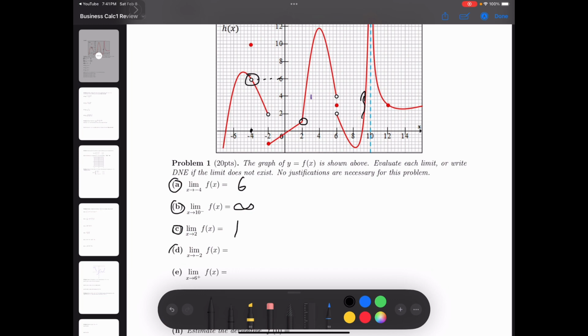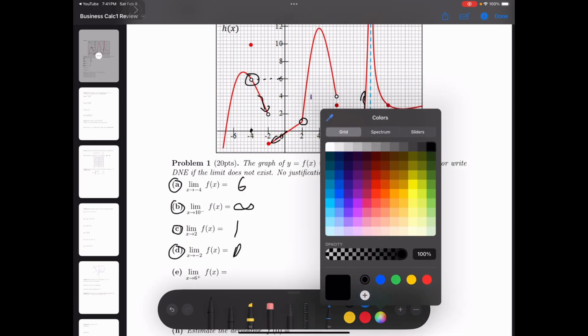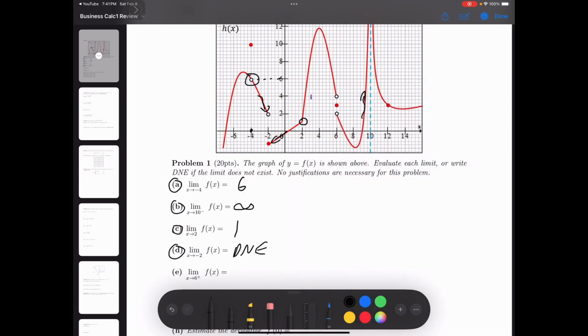For part D, the limit as x approaches -2. Well, from the left, x is approaching -2. The limit as x approaches -2 from the left is going to be 2. But the limit as x approaches -2 from the right is actually going to, it looks like -1. And so this one does not exist.